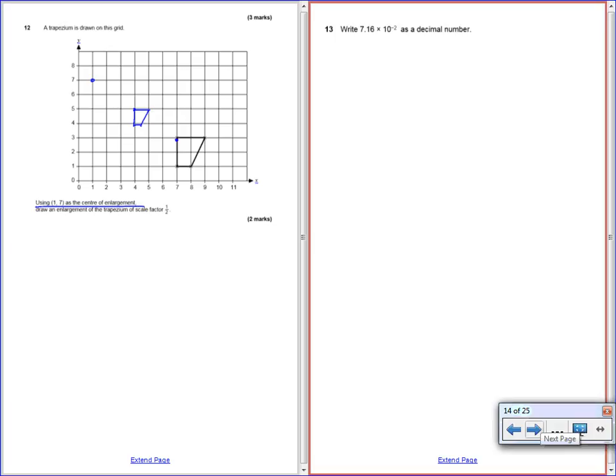And here, a standard form question. Because you had a calculator, you could just type this into your calculator, and if you use the negatives put in correctly, you would have just got the answer. But all we're doing is multiplying by 10 to the power of negative 2, which means that you're getting 100 times smaller, or every digit is moving 2 places to the right. Therefore, the answer is 0.0716.